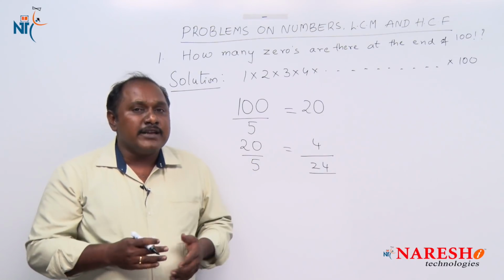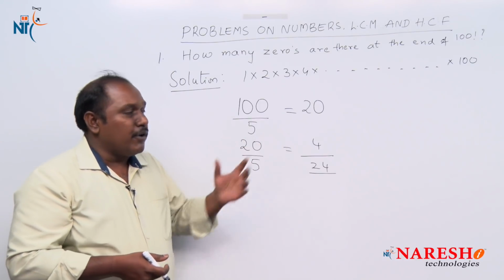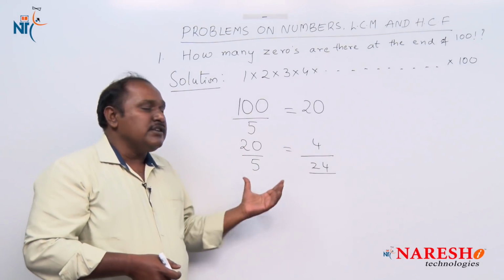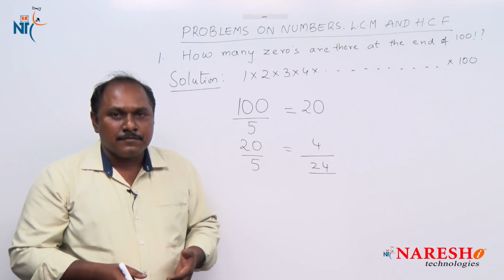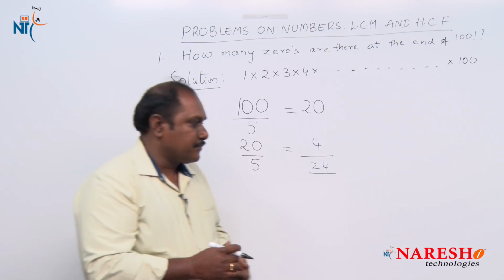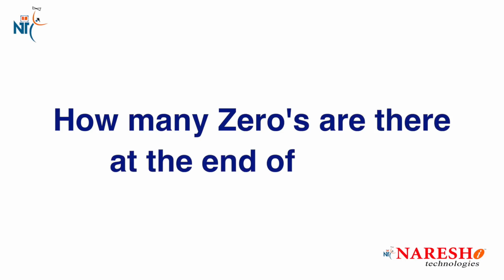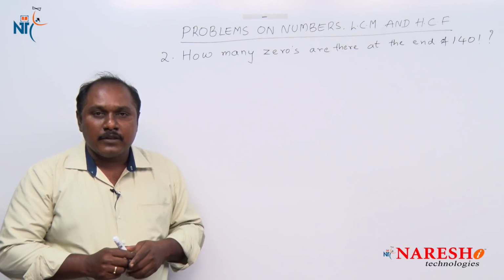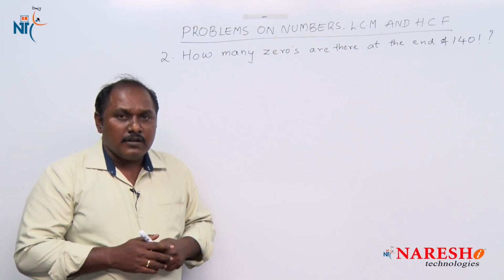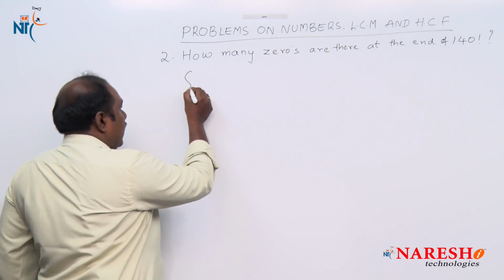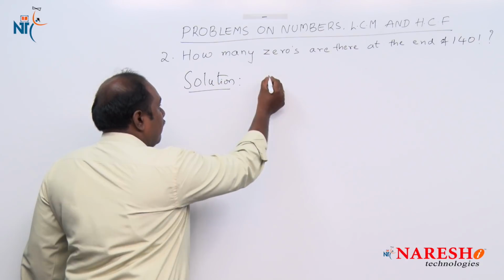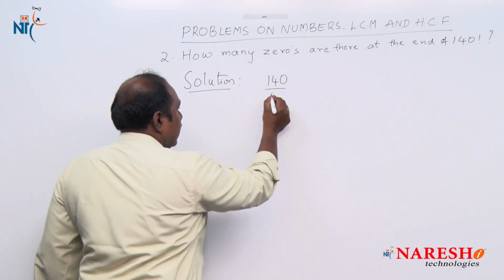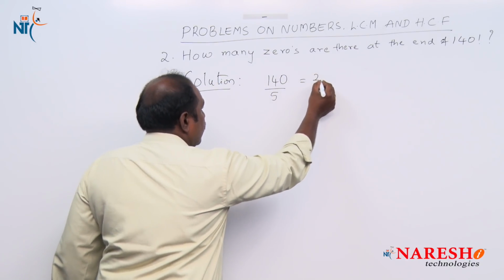Now let us take one more example to solve this type of problem, because while using this shortcut we may have some doubts. Let us go for the next question. How many zeros are there at the end of 140 factorial? Now if you look at the solution, that is a shortcut. I solve the problem like this: 140 divided by 5, 28.